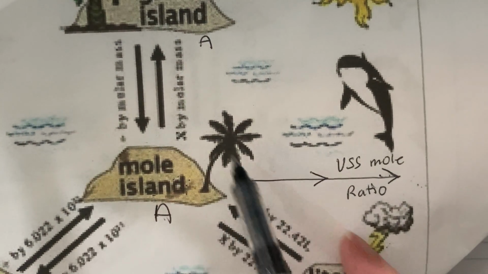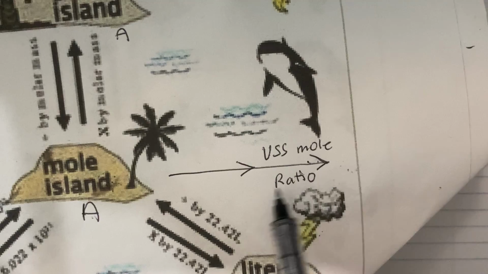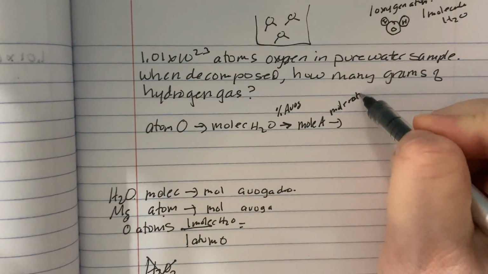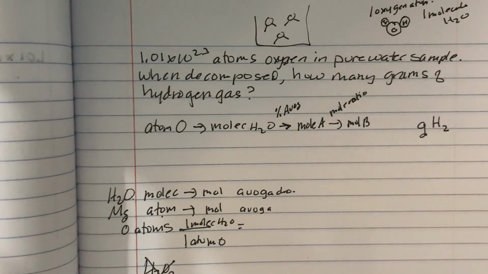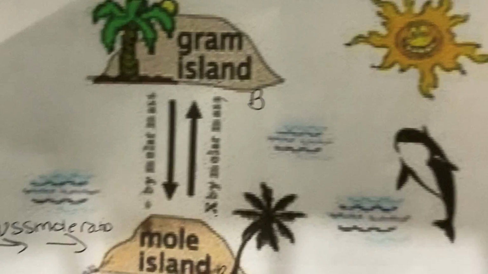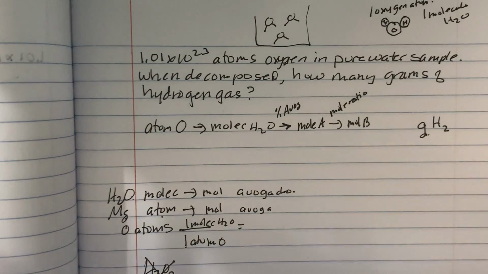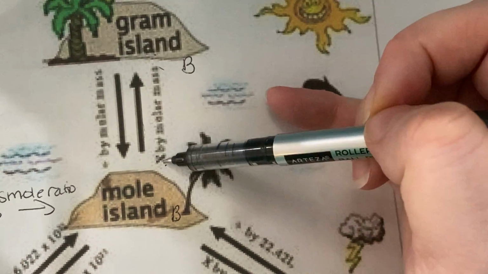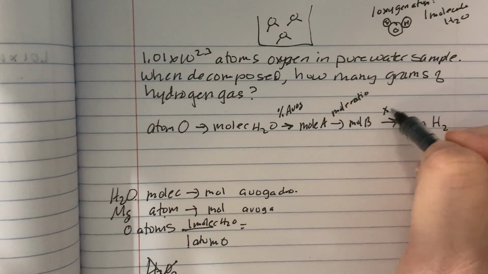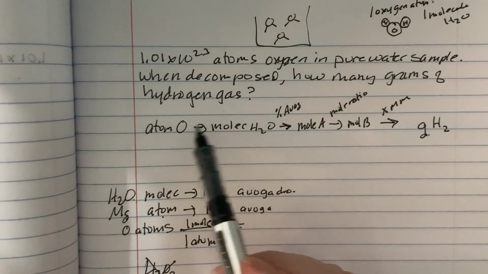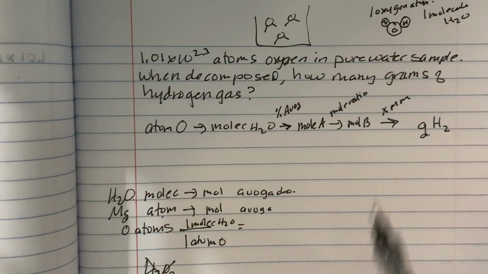Now we have to convert from water to hydrogen gas. We need the USS mole ratio. And that's going to give us moles of B. USS mole ratio gets us to moles of B. And then from moles of B, we can get to gram island, because we're going to go up to gram island, multiply by molar mass. It's the same process. Okay, we just have one extra step at the beginning.